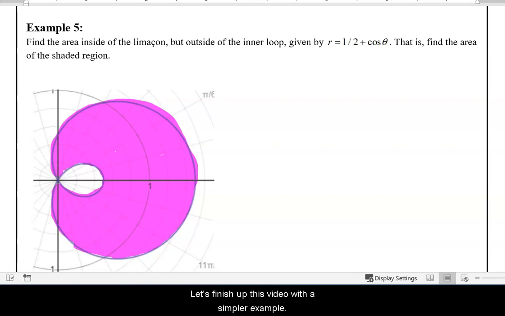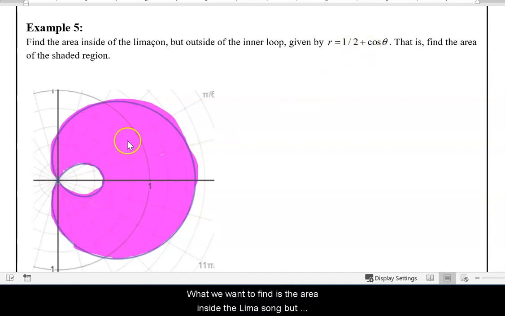Let's finish up this video with a simpler example. This is one I have frequently given on exams because I just like it. It has a Riemann sum with an inner loop. We know that that means that the value of a, the constant by itself in the equation, here represented with 1/2, must be less than the constant coefficient of the trig function. Here, the 1, which is not written but is multiplied by cosine of theta. When a is less than b, we know that we will have an inner loop in the Riemann sum.